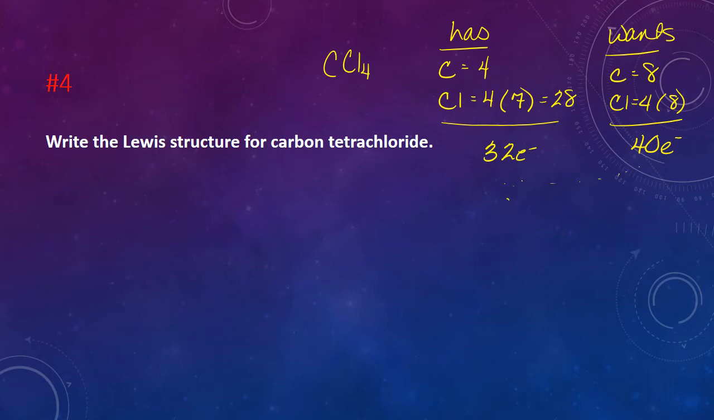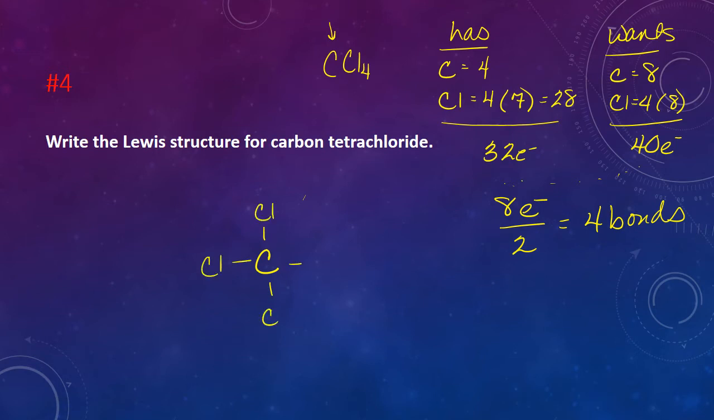So when I do that, I end up with 8 bonding electrons. If these are the number of bonding electrons, how many bonds do we have? Well, we have to divide that by 2, so now we know we have 4 bonds. The least electronegative atom goes in the middle, and carbon is a big-time middle guy, so it's going to go in the center anyway. And there are 4 chlorines that are going to come off of it.